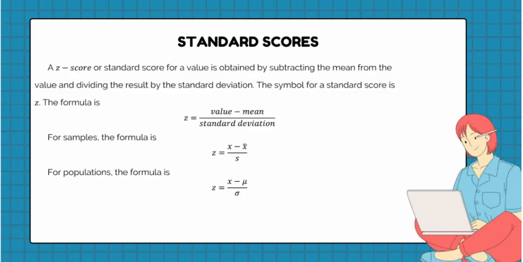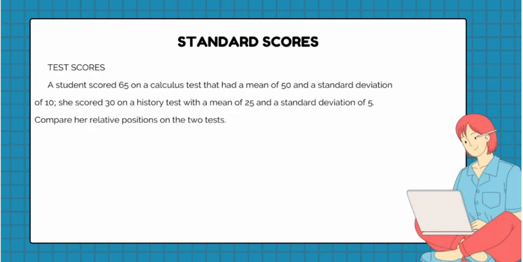So for the formula for the sample standard score, that is z is equal to x minus x bar divided by s. Then our population standard score is z is equal to x minus mu divided by sigma. So to properly explain how to make use of this one, let's have an example.